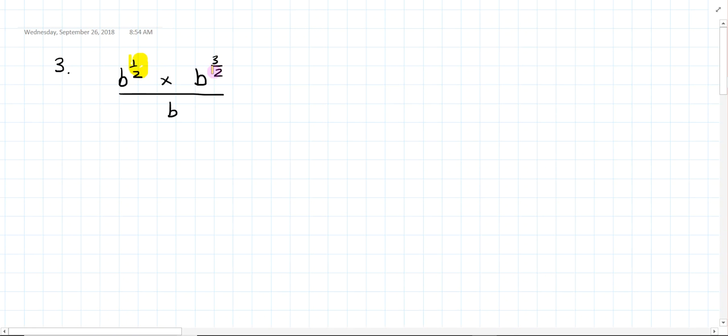Add them. Okay, so I'm going to add those two together, and I get b to the power of 4 over 2. It's 1 half plus 3 halves is 4 over 2, which is b squared. That is all divided by b. So b squared divided by b is b. Yeah? I did that, and yeah.